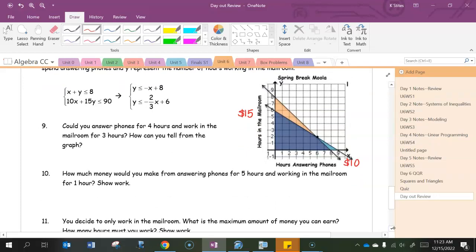Could you answer phones for 4 hours and work in the mailroom for 3? So phones for 4, you're going to come over here. Mailroom 3, that's this guy right here. We can see it is in the darkest part, so this is a yes. And we know because 4-3 is in the feasible region.